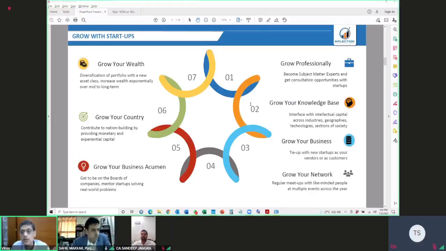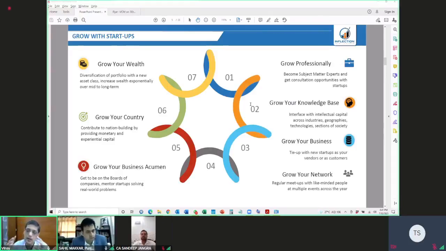So once you associate with startups that have hyper growth, it also makes your growth hyper. It's like sitting in a rocket that's going at the speed of 2 or 3 Mach into space, you go with it, right? So that's one thing we can do as chartered accountants with the startups. Second is growing our knowledge base.